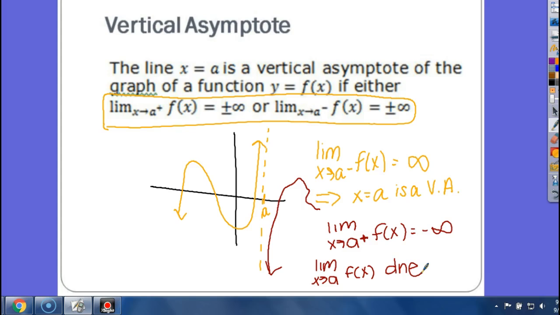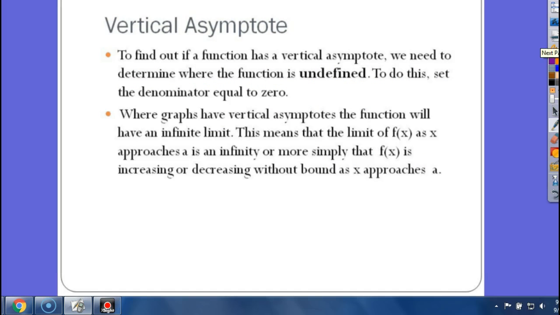Did we learn how to find vertical asymptotes back in the day? What did we do to find a vertical asymptote back in the day? The denominator. That's the same for today. To find a vertical asymptote, we set the denominator equal to 0. Where graphs have vertical asymptotes, the functions will have an infinite limit. That means that the limit of f of x as x approaches a is an infinity, or more simply that f of x is increasing or decreasing without bound as x approaches a. So again, that without bound is implying the infinity.